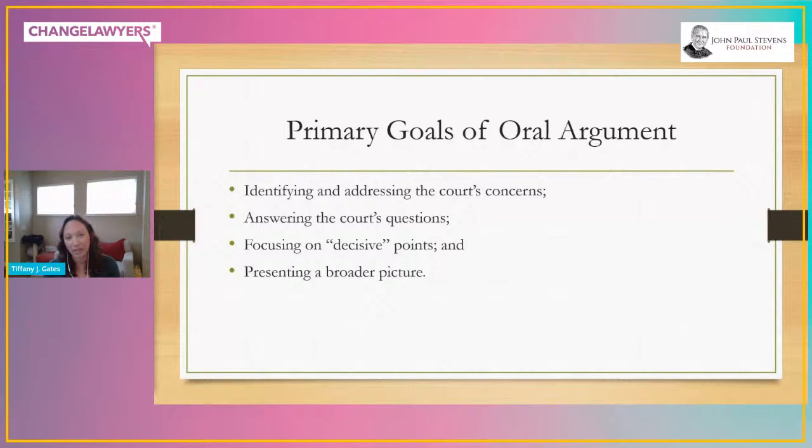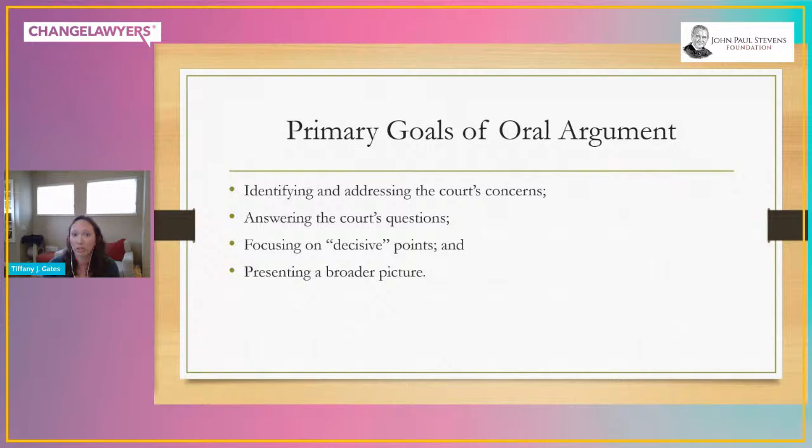In addition, oral argument is a chance to focus on so-called decisive points. Again, think about how you might structure a written brief. Let's say, for example, you're raising an issue about evidence that shouldn't be admitted. And there's really not a strong dispute that the evidence is inadmissible. So the question comes down to, would it be prejudicial if it were admitted? I'm speaking more from the perspective of an appeal where the evidence did come in when it shouldn't have. And the question is, how might it have impacted the result of the case?